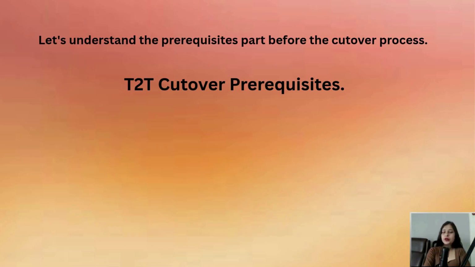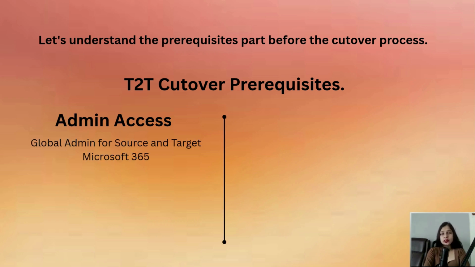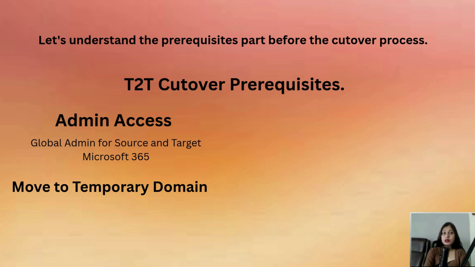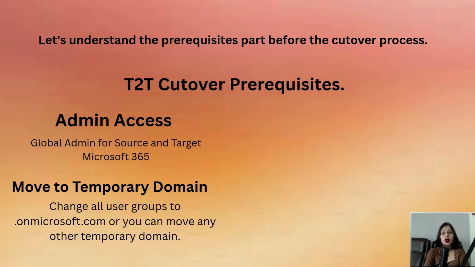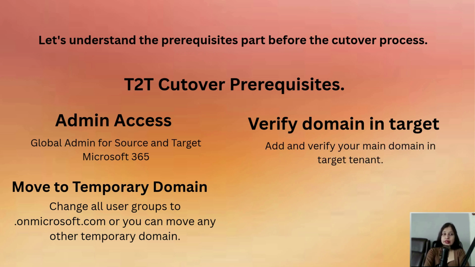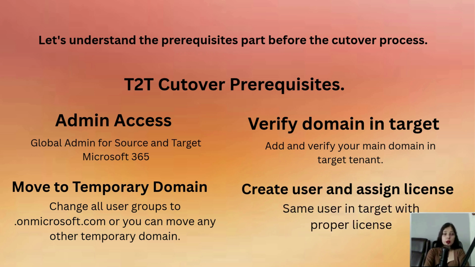Let's understand the prerequisites before the cutover process. T2T cutover prerequisites. Admin access: global admin for source and target Microsoft 365. Move to a temporary domain: change all users and groups to .onmicrosoft.com, or you can move to any other temporary domain. Verify domain in target: add and verify your main domain in the target tenant. Create users and assign licenses: the same users in the target with proper licenses. Okay, let's start the cutover process.